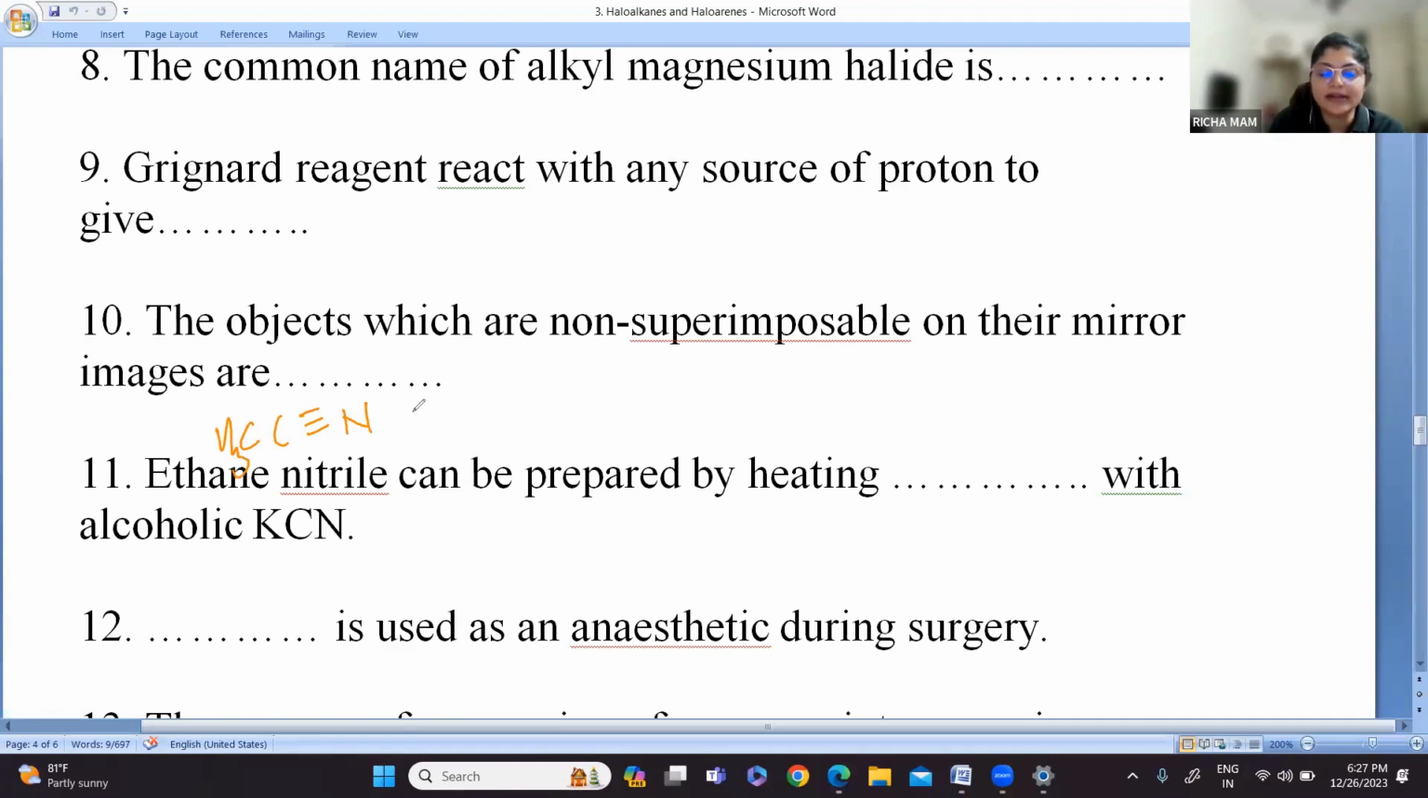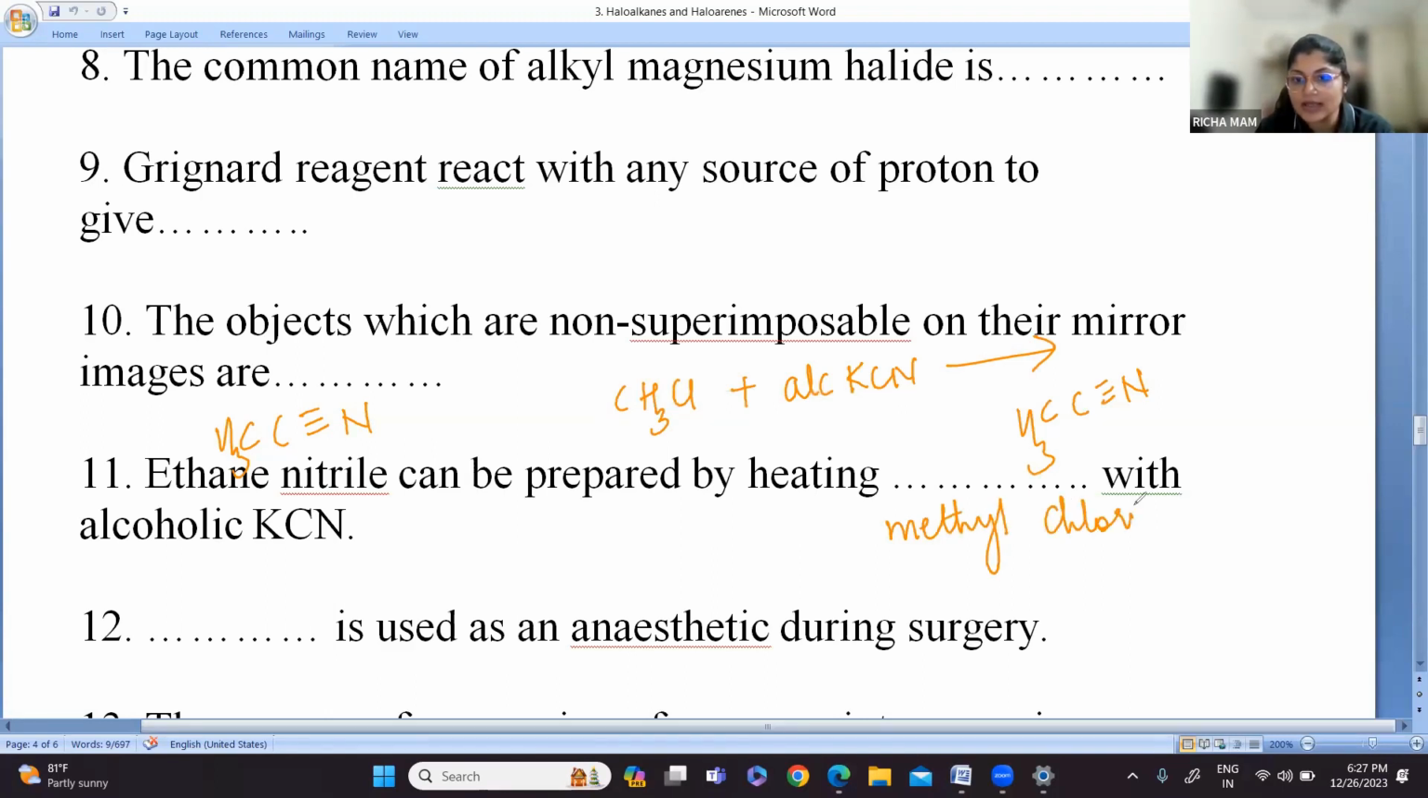So how can ethane nitrile be prepared? If you treat methyl chloride with alcoholic KCN, then you can obtain ethane nitrile. So what is the answer? The answer is methyl chloride. Ethane nitrile can be prepared by treating methyl chloride with alcoholic KCN. So this is the answer.